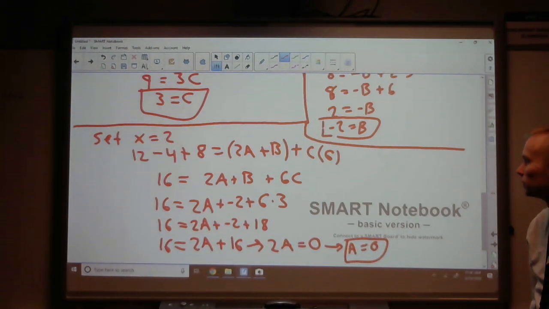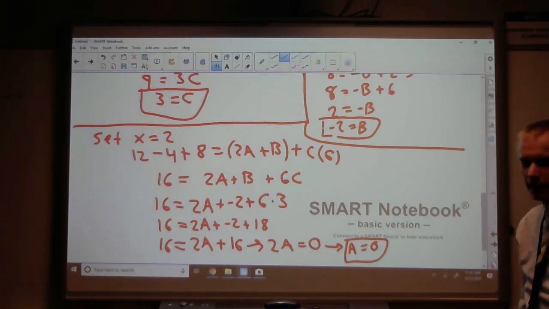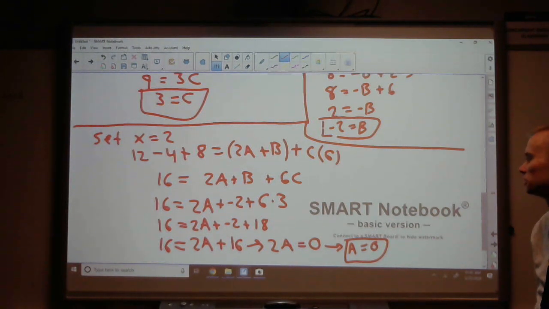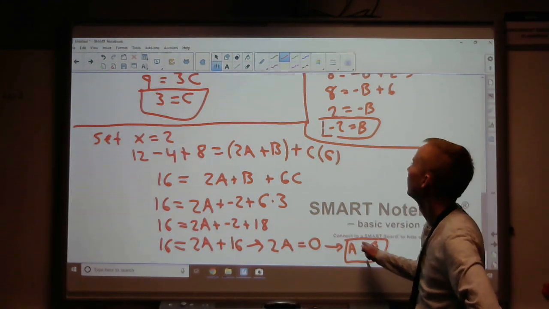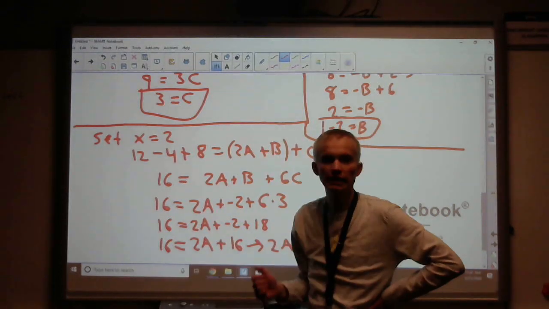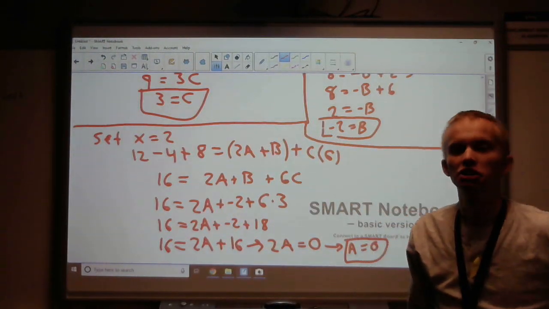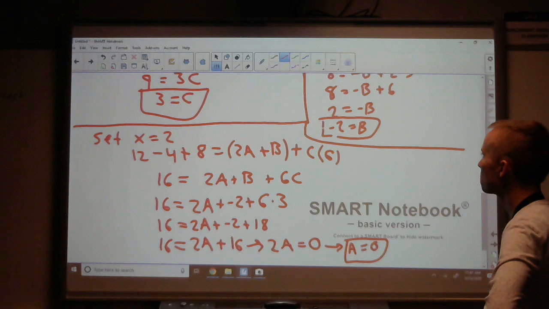So it turns out we really didn't need that x in this equation, but for some of them you do, so you have to throw it on there. So we found A, we found B, we found C, so we're done. We just need to write out our final answer.